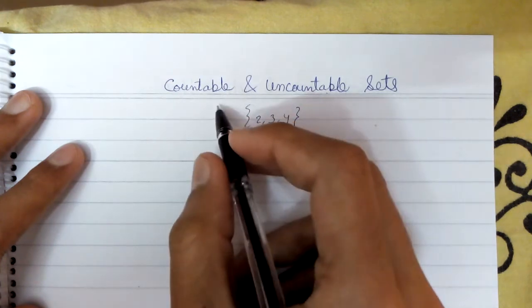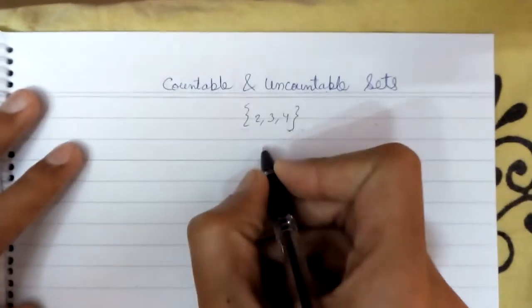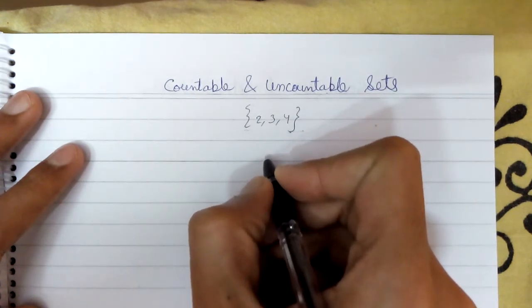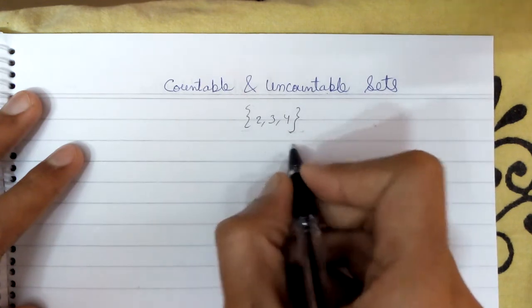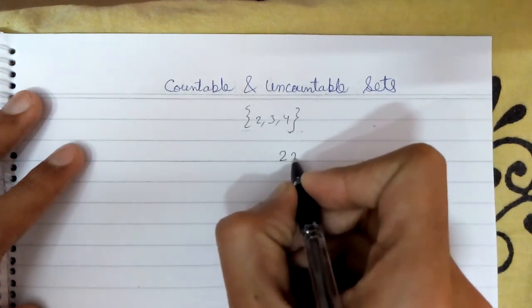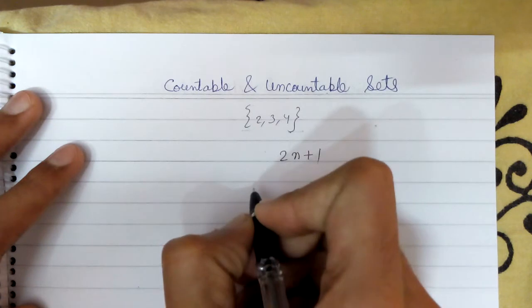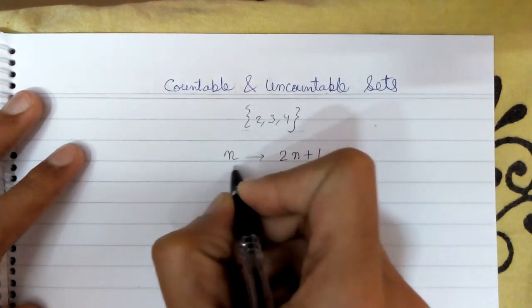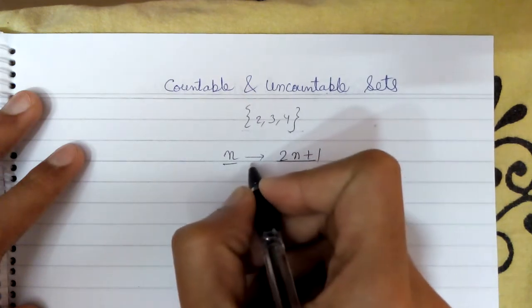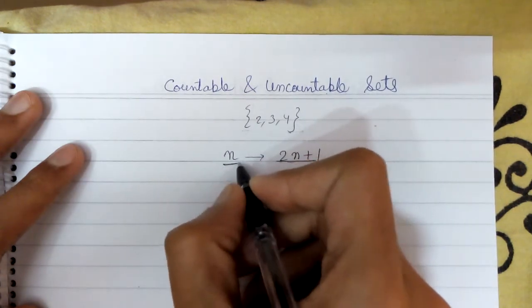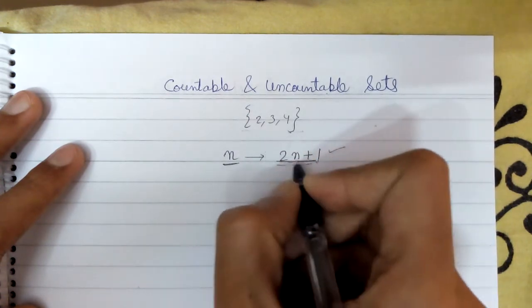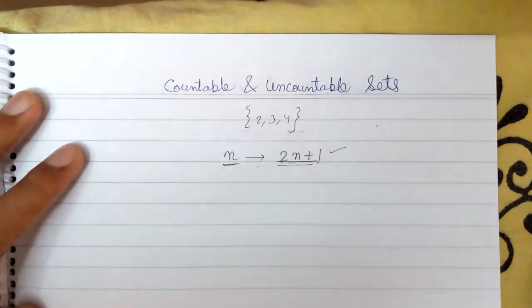So obviously the set of odd numbers is a countably infinite set, because we can write a natural number as this, and for each n belonging to the integers we have got an odd number. So this is the one-to-one correspondence.